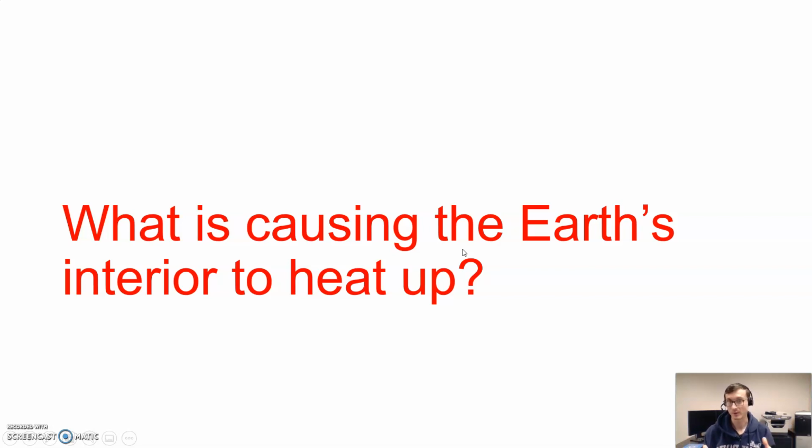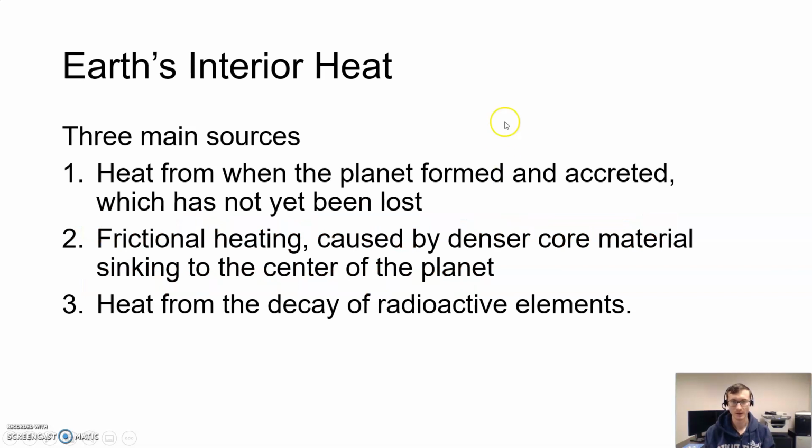You might remember from one of the earlier lectures that Earth started out as being incredibly hot and has been cooling down, but why is it still hot? Why is it not all cooled down yet? Why are we not like Mars? There's a couple of reasons for this.